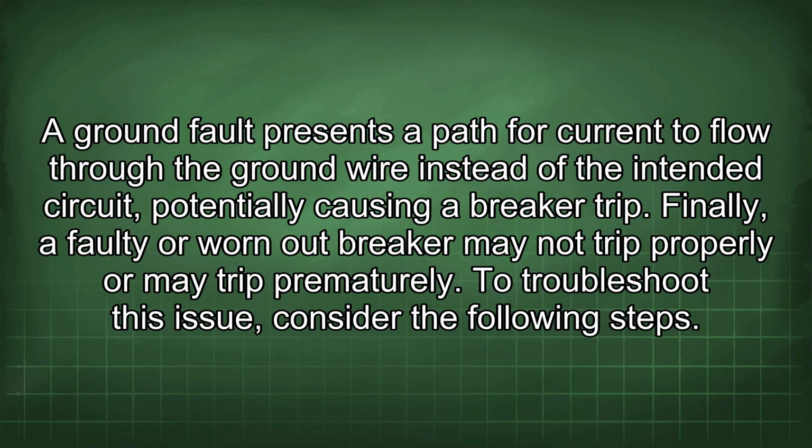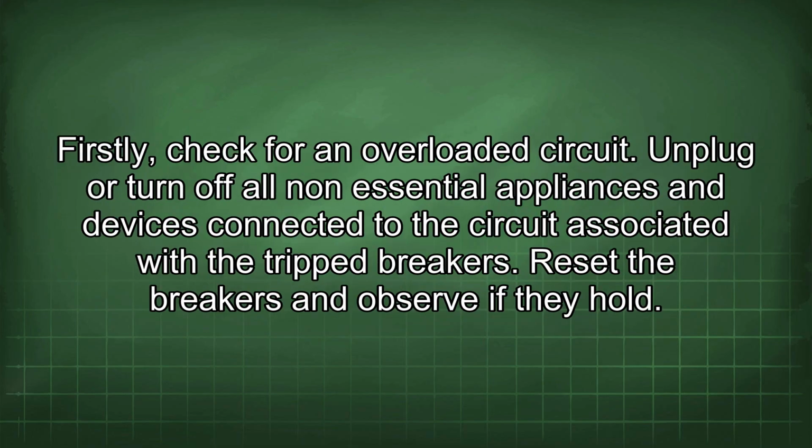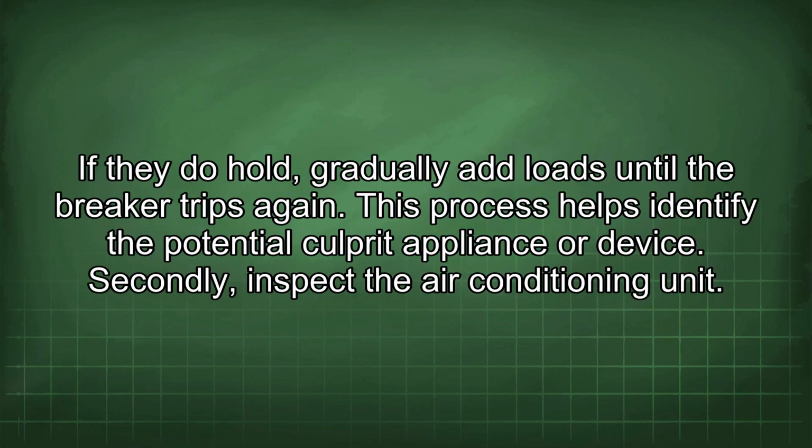To troubleshoot this issue, consider the following steps. Firstly, check for an overloaded circuit. Unplug or turn off all non-essential appliances and devices connected to the circuit associated with the tripped breakers. Reset the breakers and observe if they hold. If they do hold, gradually add loads until the breaker trips again. This process helps identify the potential culprit appliance or device.